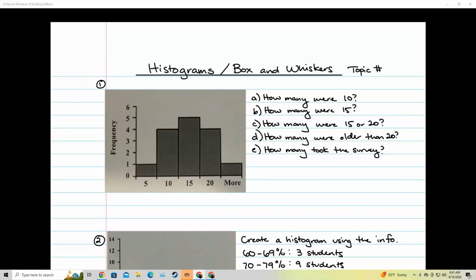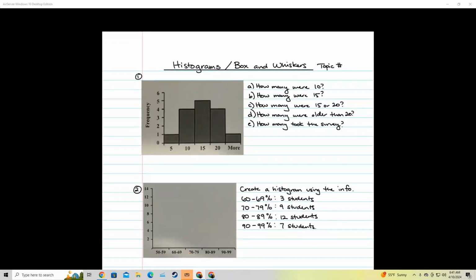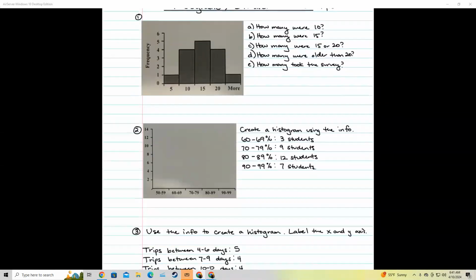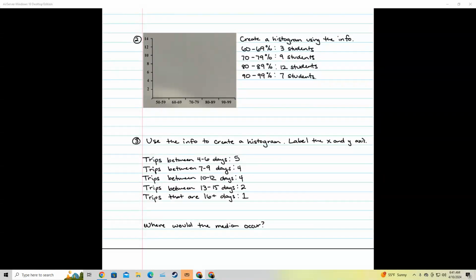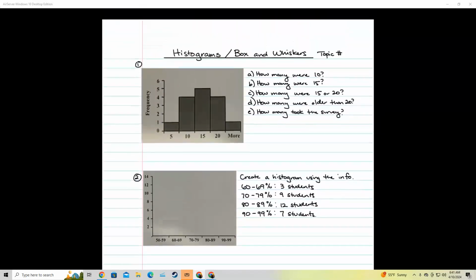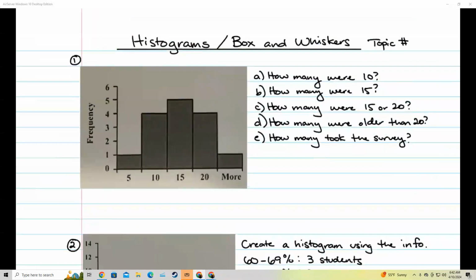Okay, today's lesson is going to be on histograms, box, and whiskers. You're going to go ahead and copy all this down. If you don't have the worksheet, that's fine. You can either draw it out or you can wait until you get the worksheet from me. It shouldn't take that long to draw out, so you really should draw it out if you don't have the worksheet.